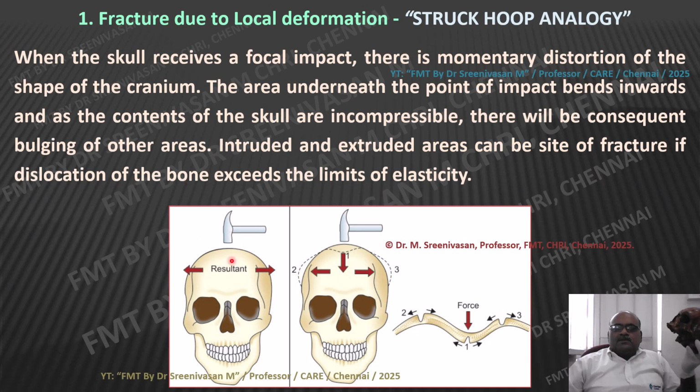Again, I am explaining here: due to local impact, the direct force acting, the hammer blow causes intrusion at the site of impact. As the skull contents are incompressible, there will be resultant outbulging or extrusion in the surrounding areas. So when the force is very high, or the impact is sustained, there will be a fracture of the inner table at the site of inbending, and a fracture of the outer table at the sites of outbending. This is called the struck hoop analogy.